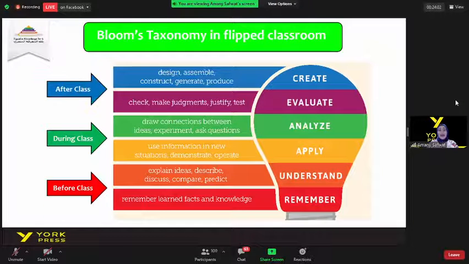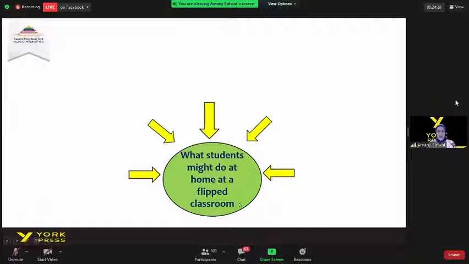And this happens after class. So everything now is planned. Everything is changing. The student does the whole job and the teacher just comes as a support. That's all. And then what are the students to do at home in a flat classroom?